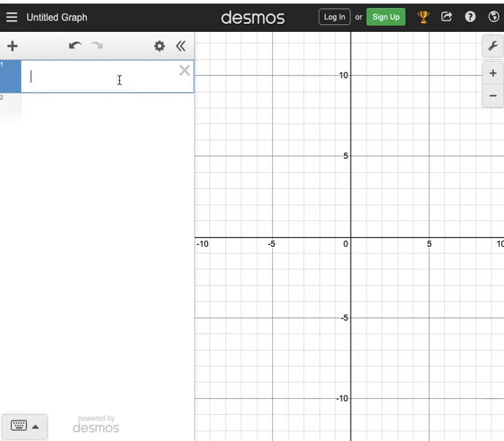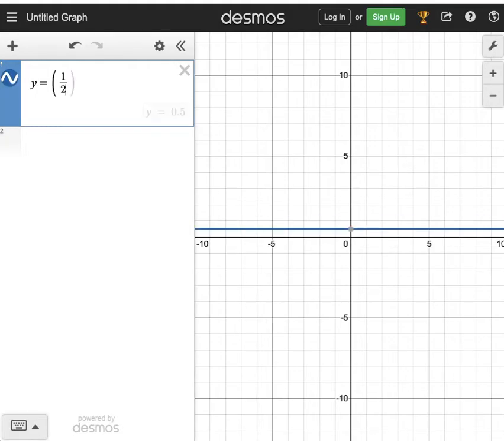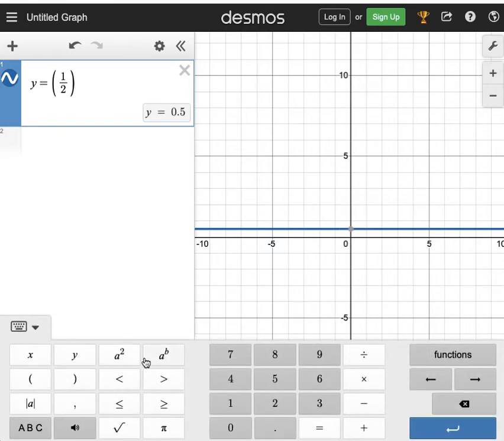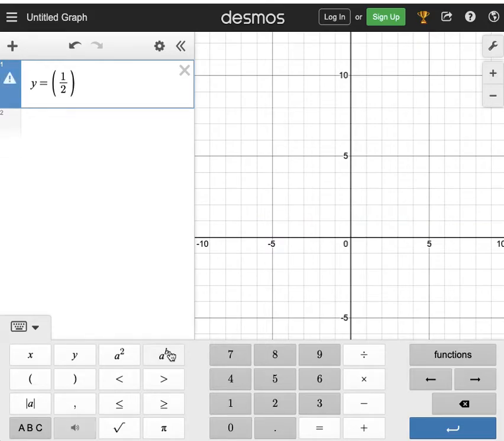So opening up a Desmos graph, we can set y equals, and we do need a parentheses, 1/2, close parentheses here. Now, we need to make it into an exponent, so we need to show the keyboard, and if we use this one, a to the b power, that'll get us up in there.